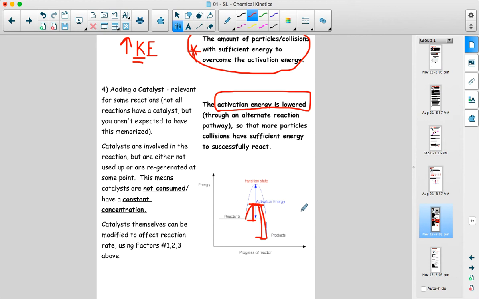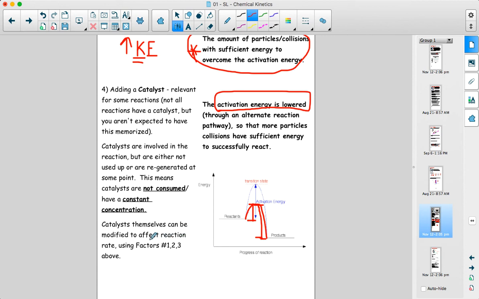It provides this alternate way for the reaction to happen, and that means more particles have enough energy to successfully react. That makes the reaction happen much more quickly. And catalysts can speed up reactions millions and billions of times. And one of the best things about catalysts is that while they are involved in the reaction, they don't get consumed by the reaction, so they don't get used up. They might react in one step, but then later they would be regenerated and reformed so that overall their concentration doesn't change. They might also just provide a surface upon which the reaction can take place.